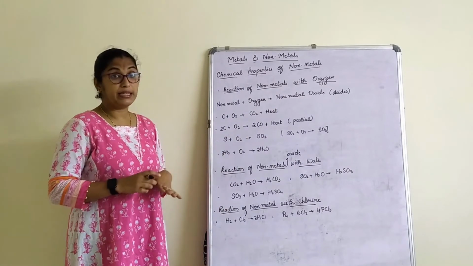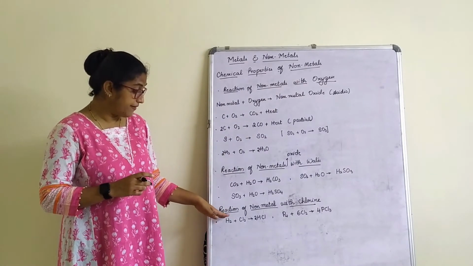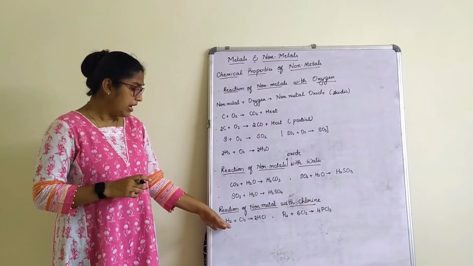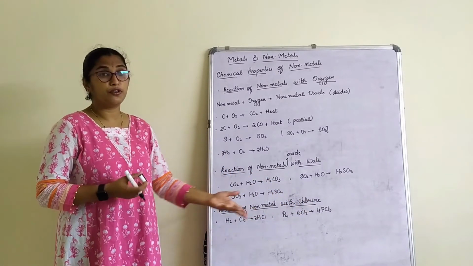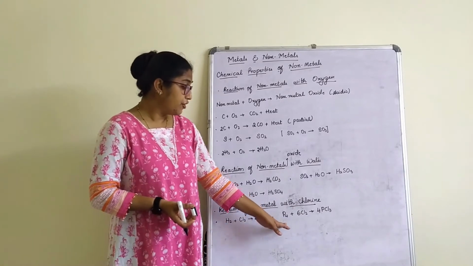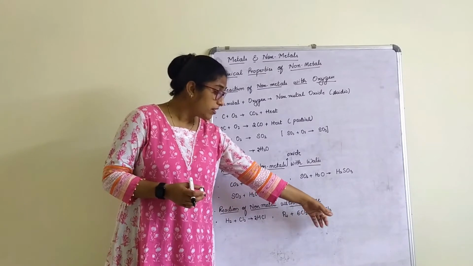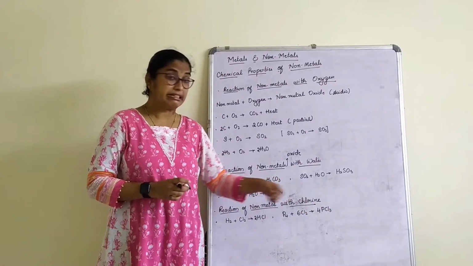Another very important one we have here is the reaction of non-metals with chlorine. Quite simple. Hydrogen reacts with chlorine to form hydrochloric acid. Phosphorus reacts with chlorine to form phosphorus trichloride, that is 3 times chlorine.